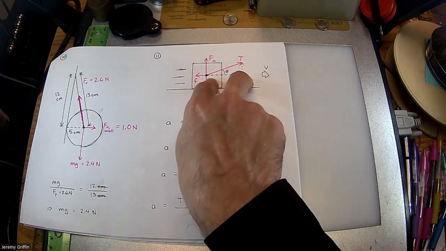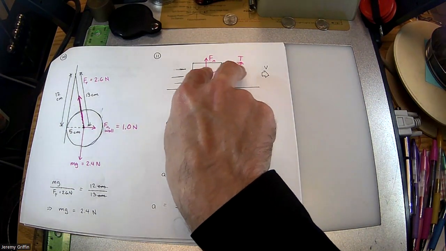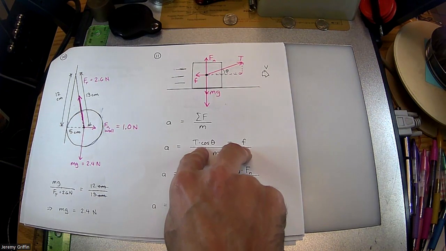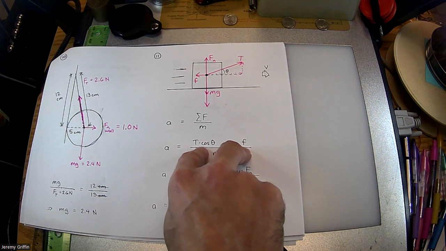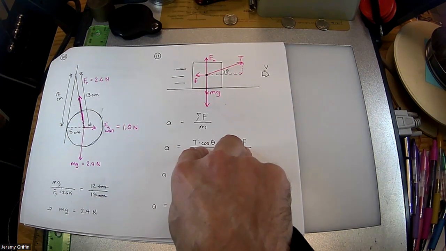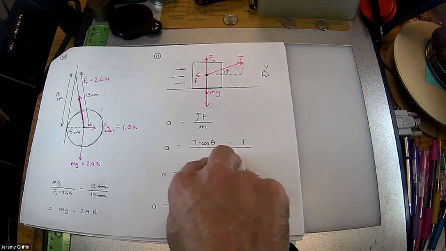So I got T cosine theta. Say let's go horizontal, subtract the friction. Okay, so there's the setup. T cosine theta, say let's accelerate to the right. Friction is trying to slow it down. Subtract the two, acting on some mass. This is the acceleration.